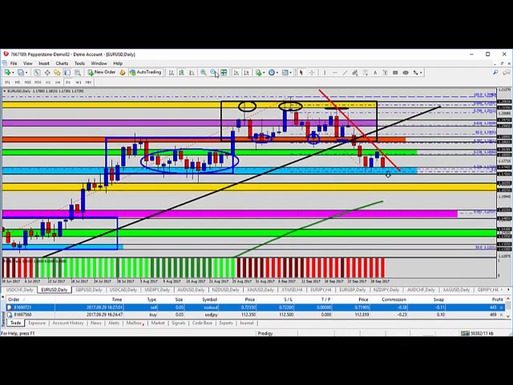The last time we were here, zoom it out a little bit, look at the blue circle. It couldn't break through it, went back underneath it, and went back up. So this is our main area we want to focus in on this week, the blue zone.